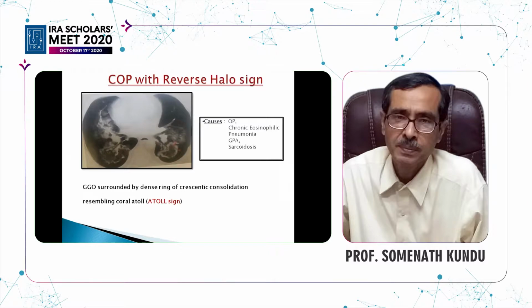Here we use one sign called the reverse halo sign. You see over there a ground glass shadow surrounded by a dense ring of crescentic consolidation. The dense ring of consolidation surrounding the slightly lesser dense opacity is what is known as the reverse halo sign, resembles a coral atoll, and therefore it is also called the atoll sign. So, presence of a reverse halo sign is seen in cryptogenic organizing pneumonia. It can be seen in vasculitis, sometimes in cases of sarcoidosis or eosinophilic pneumonia.